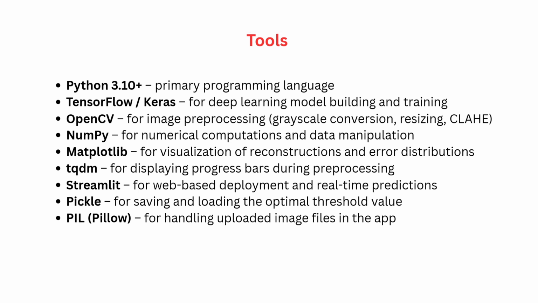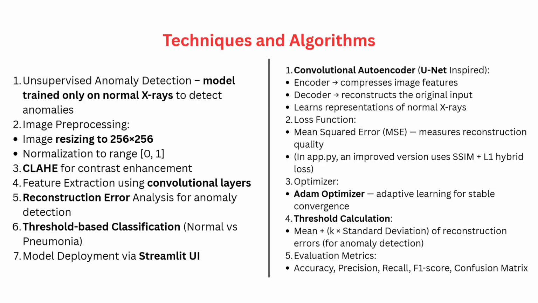To build and deploy the system, we utilized a range of tools. Our primary programming language was Python. We built a deep learning model using TensorFlow and Keras. For image preprocessing and resizing, we used OpenCV. NumPy was essential for numerical computation. Finally, we chose Streamlit for the web-based deployment, allowing for real-time predictions, and Pickle to save our optimal threshold value. We used PIL for handling uploaded image files in the app.